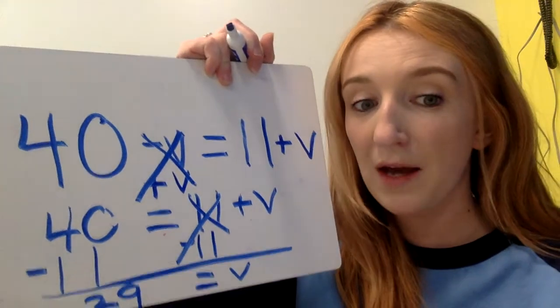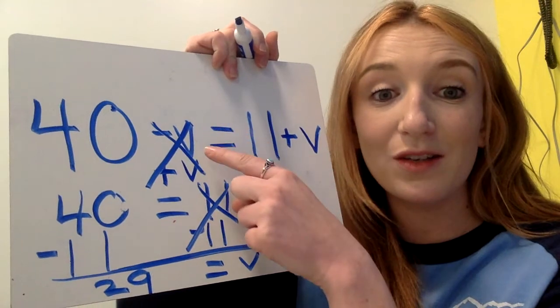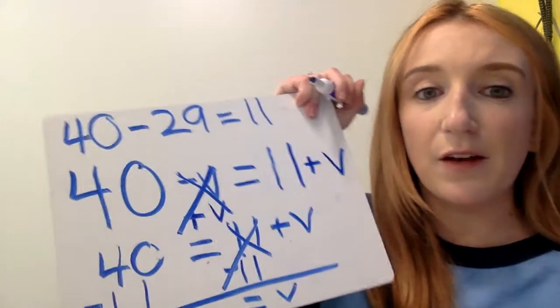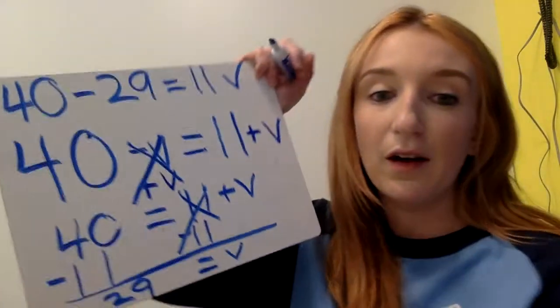I can check my work by substituting my answer for v back into my original equation where I saw v. So my original equation said 40 minus v equals 11. Well, instead of writing 40 minus v, I'm going to write 40 minus 29 equals 11. And then I just have to ask myself, is that true? Yes, it is. It is true, so I know that I got the right answer for v.